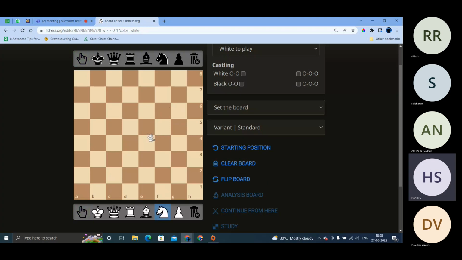Okay, I'll give you 4 options. So these are the directions you have. If the knight is here, then you have 4 directions: up, down, this side, this side. So which one do you want to pick? 2 squares upwards, or 2 squares downwards, or 2 squares to this side, or 2 squares to that side? Which one do you want to pick, Aditya?